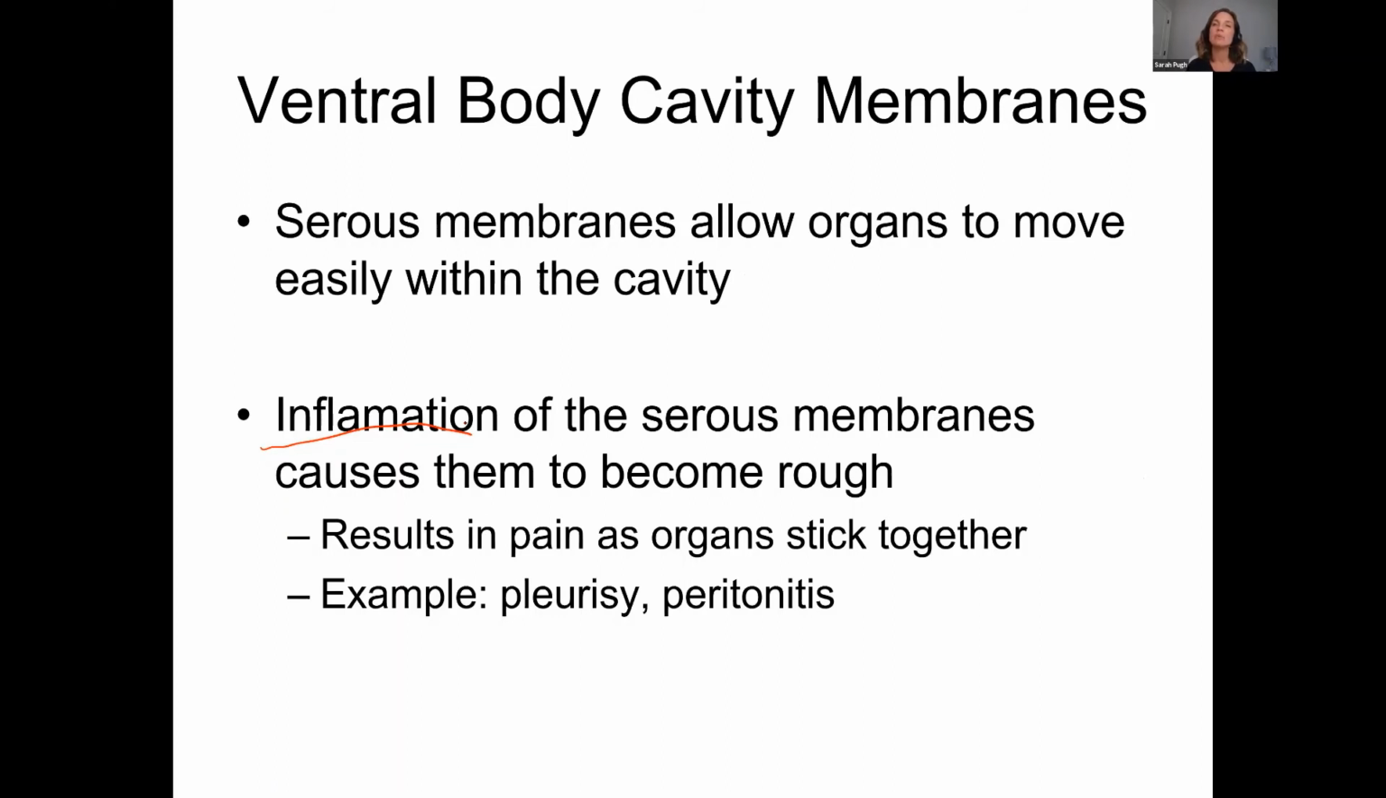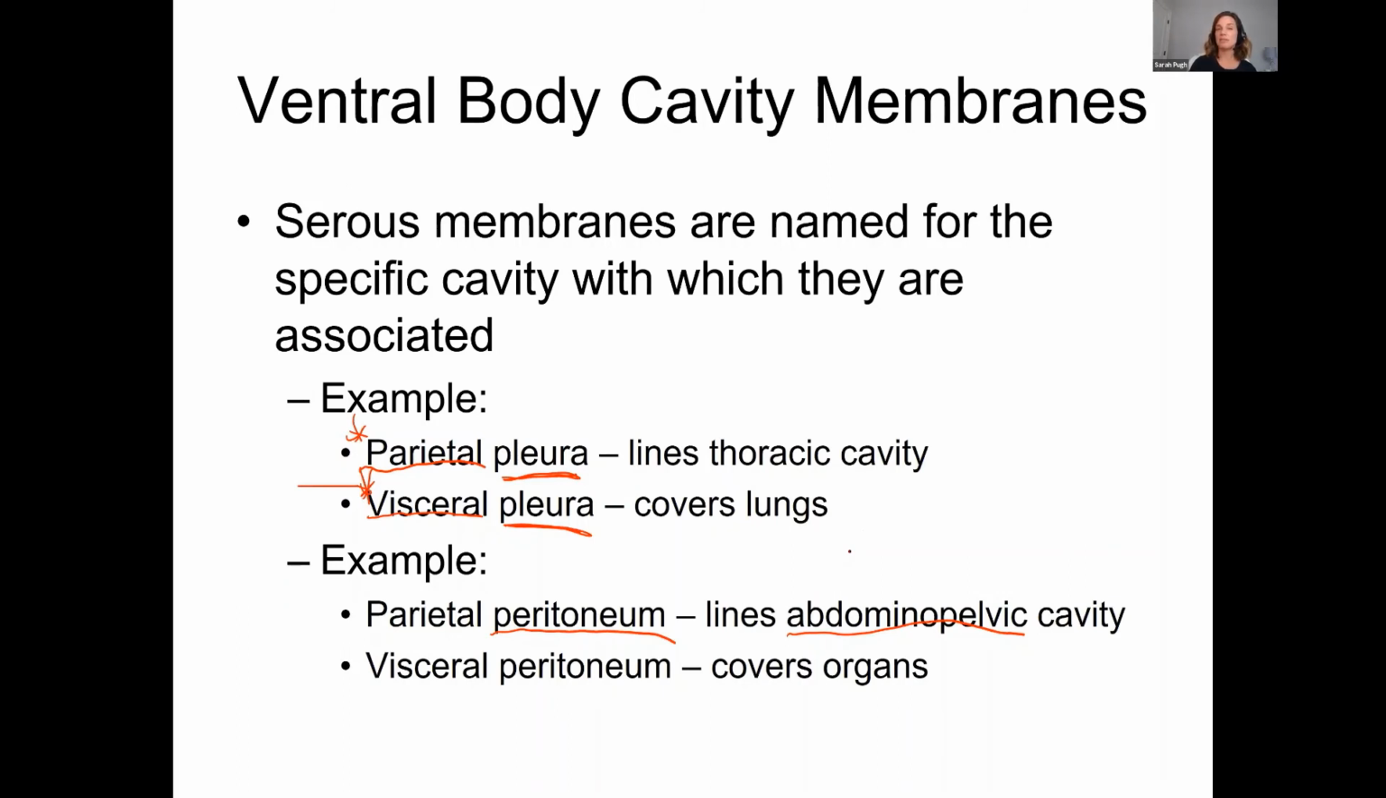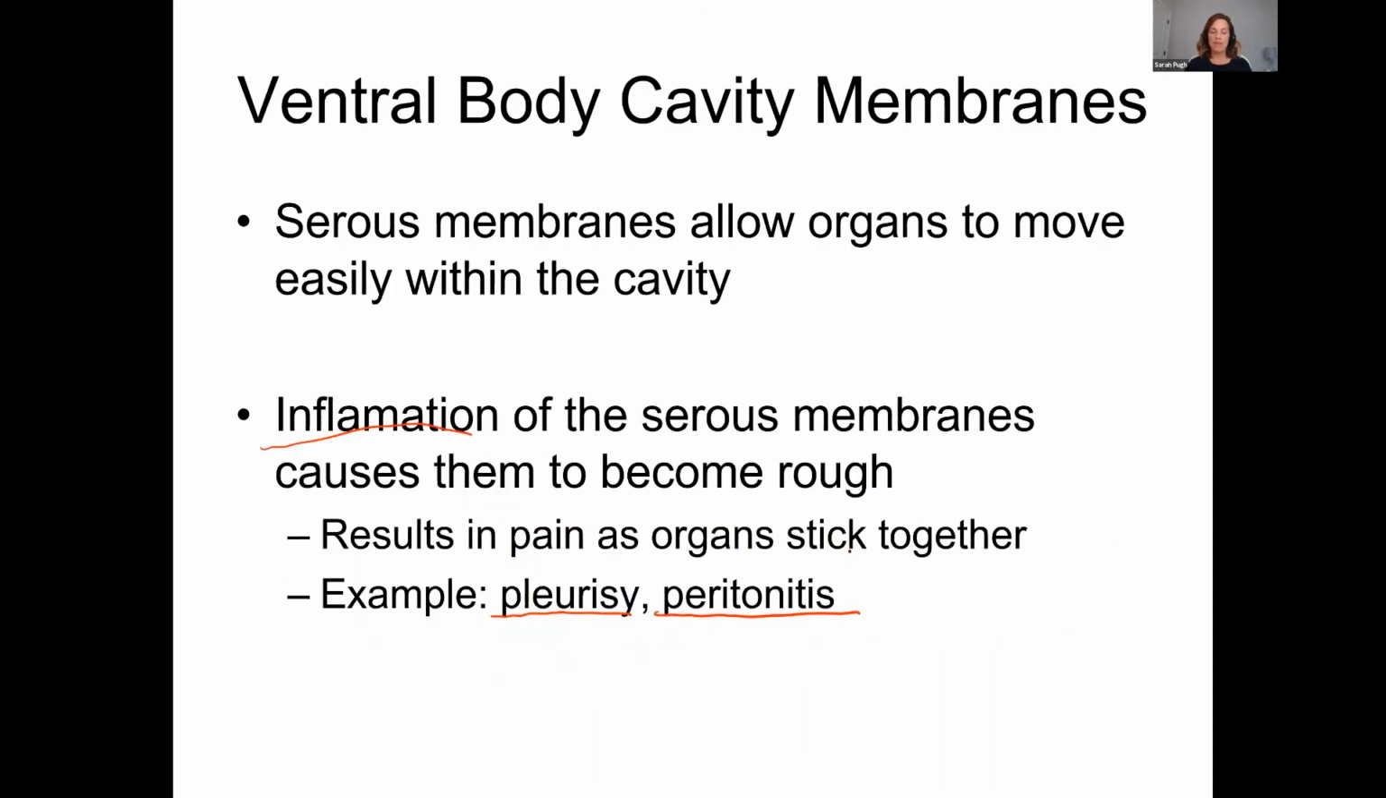And so some examples of this imbalance might be something called pleurisy. You may have heard of that before. Pleura means lungs. So pleurisy is when you get inflammation of the pleural cavity in the lungs, around the lungs, and the serous membranes are sticking together, and it causes every time you breathe in and out to be incredibly painful. Peritonitis is another one. So peritonitis is happening down in the abdominopelvic cavity. So remember, peritoneum means abdominopelvic. So that is causing those serous membranes down in the abdominopelvic cavity to get swollen and stick together.